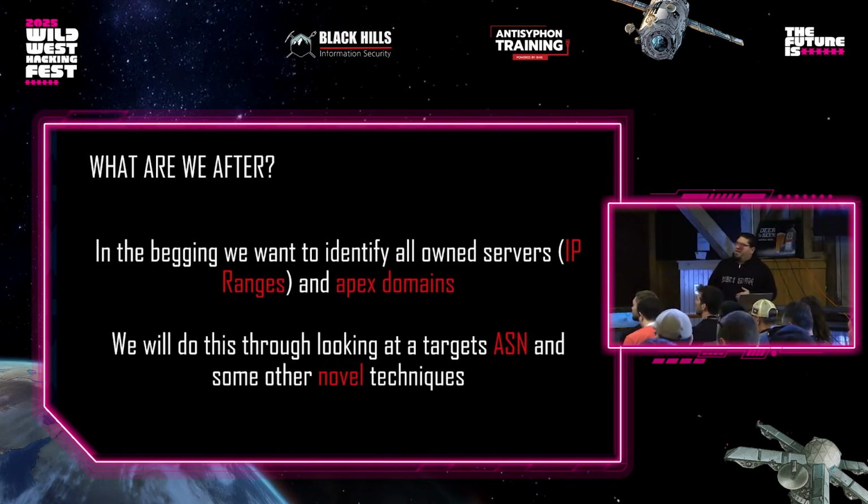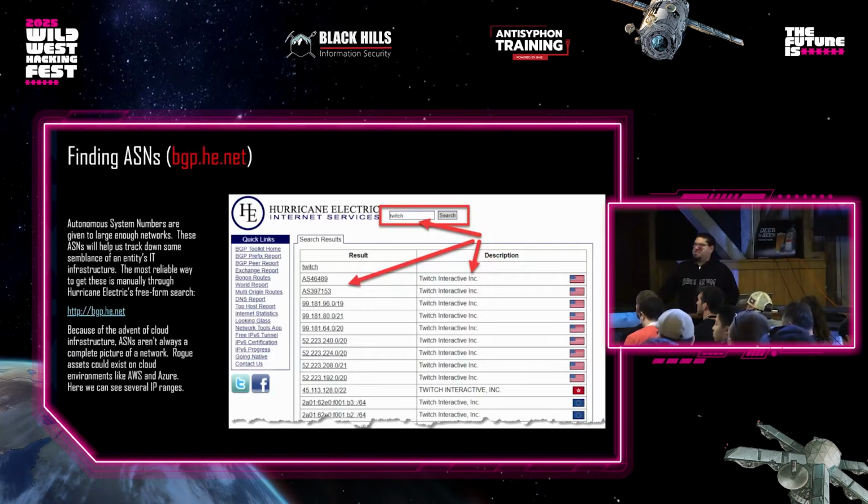Now, if we can find out the ASN for a target at the beginning of an engagement, we're going to get a lot of IP space to scan and a lot of websites to attack. So my first stop when I do any engagement is what I call old faithful, bgp.he.net. bgp.he.net is Hurricane Electric Services. They're one of the long-standing sites that will let you do a free-form keyword search, and they will return any ASN descriptions that match.